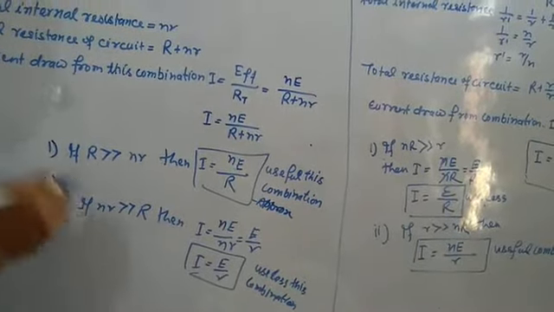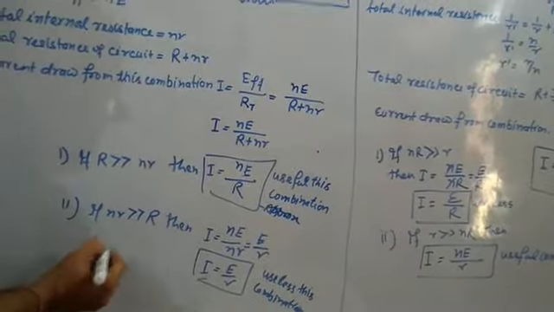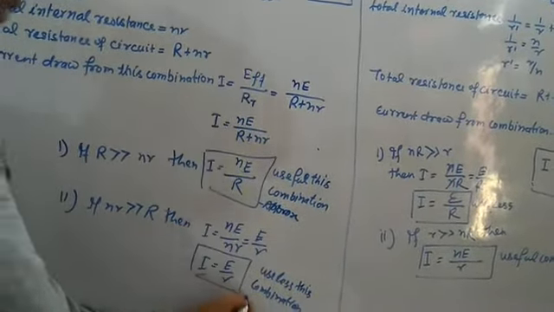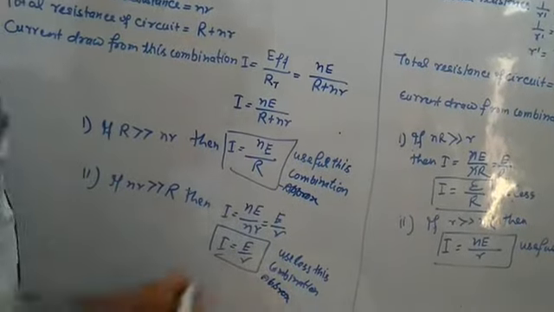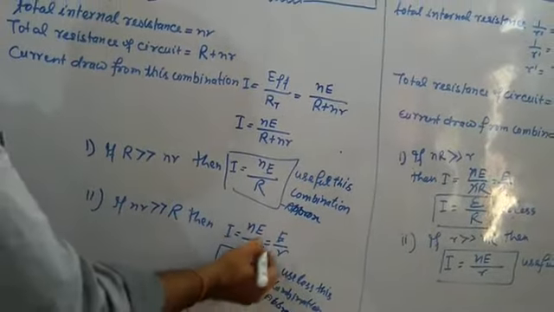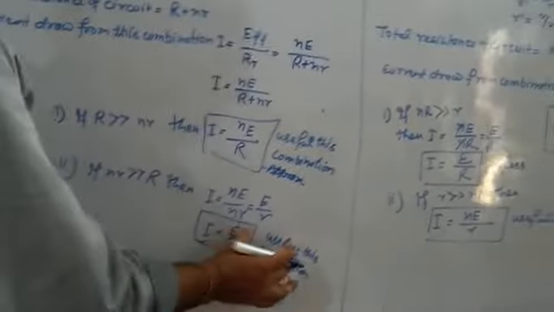If nr, the internal resistance, is greater than the external resistance, then I equals nE upon nr, which is E upon r approximately, the current drawn from one cell, which is not very useful in this combination, in series combination.